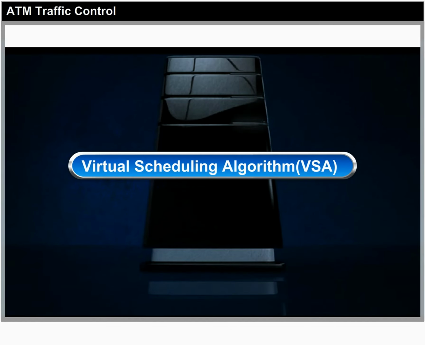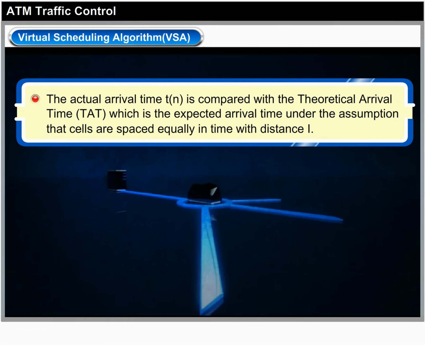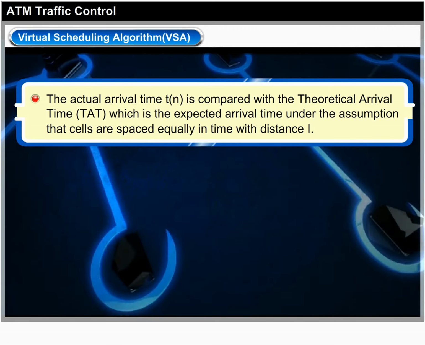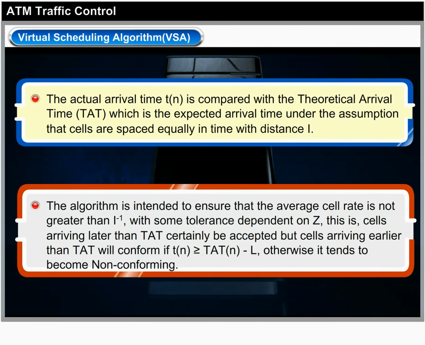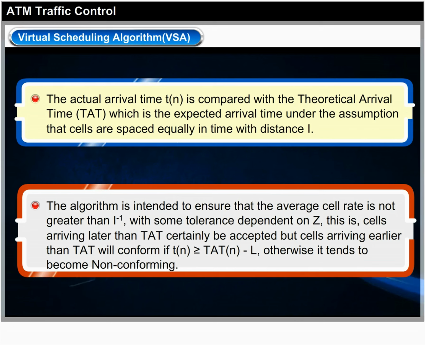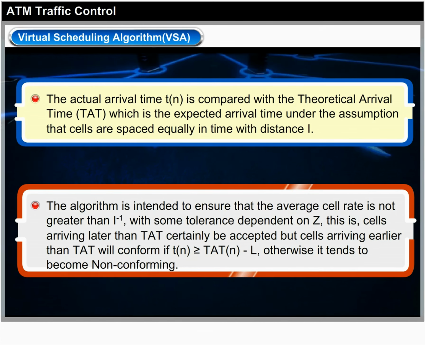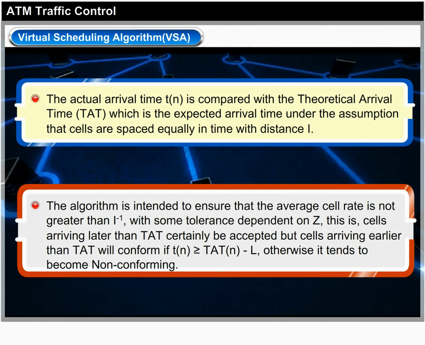Virtual scheduling algorithm, VSA. The actual arrival time T of n is compared with the theoretical arrival time TAT, which is the expected arrival time under the assumption that the cells are spaced equally in time with distance I. The algorithm is intended to ensure that the average cell rate is not greater than I to the power minus 1, with some tolerance dependent on L. That is, cells arriving later than TAT will be accepted, but cells arriving earlier than TAT will be conforming if T of n is greater than or equal to TAT of n minus L. Otherwise, it will be non-conforming.